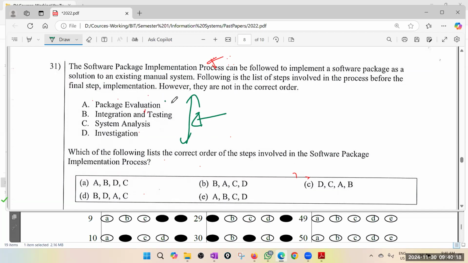Package evaluation. So just try to put whether A is before B or something like that, like a puzzle. Integration and testing, usually this should be in the latter part. System analysis, this must be somewhere in front. Usually investigation is even before system analysis.